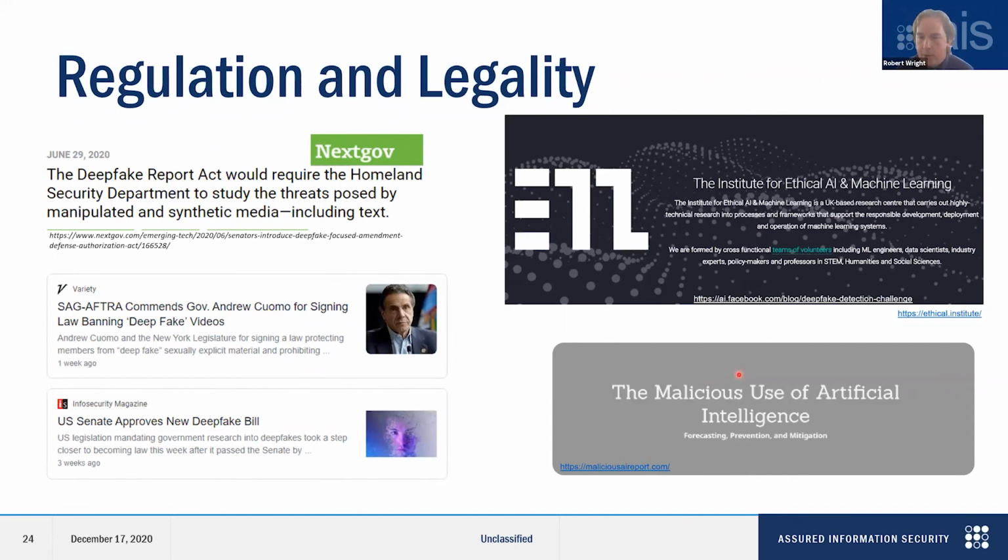So government and the legal system is starting to catch up, and organizations are trying to understand how to effectively and responsibly use this technology. So there is some hope for this, and stay tuned.